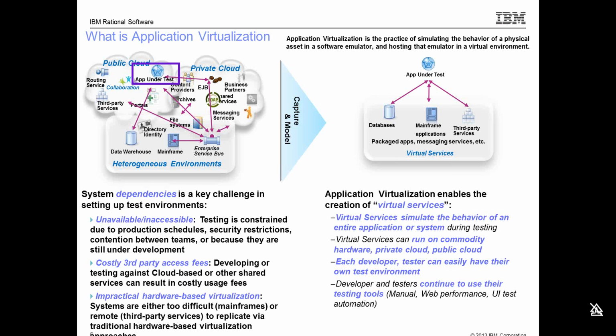The third type of constraint that could exist on these backend systems is that they are practically impossible to virtualize. They probably are too difficult. You cannot do any sort of hardware virtualization of these machines. They could be mainframe type of systems. They could be remote third-party services. And the traditional approaches that we have are not sufficient in order to virtualize these systems.